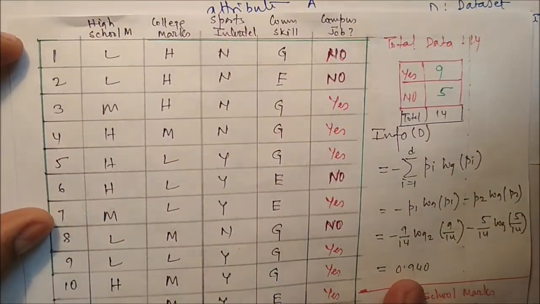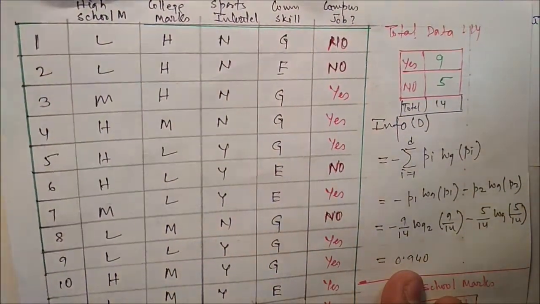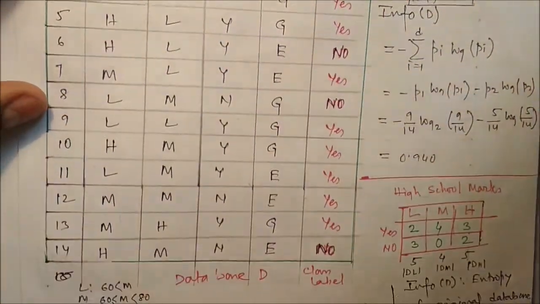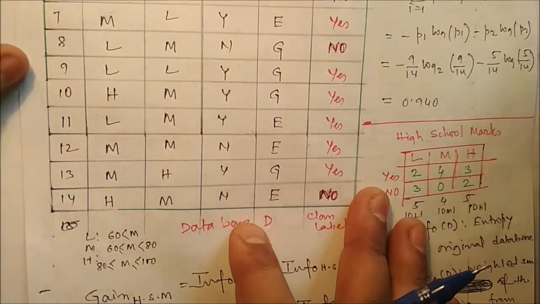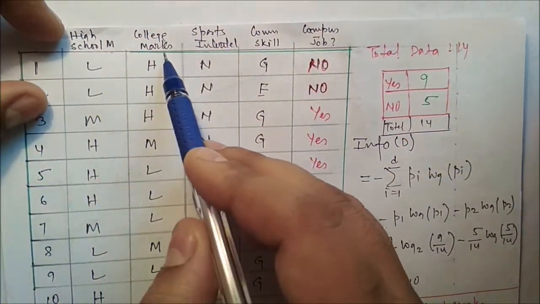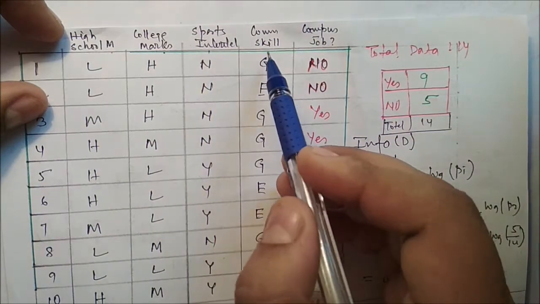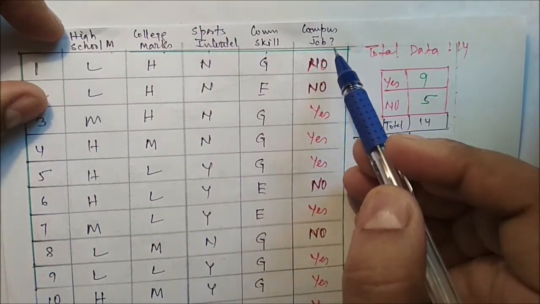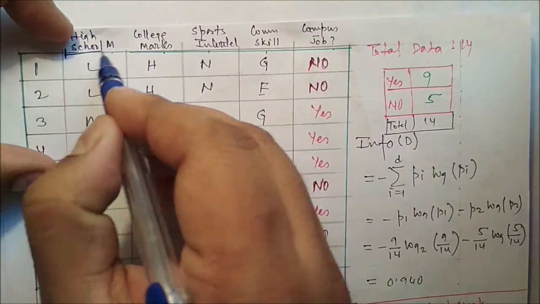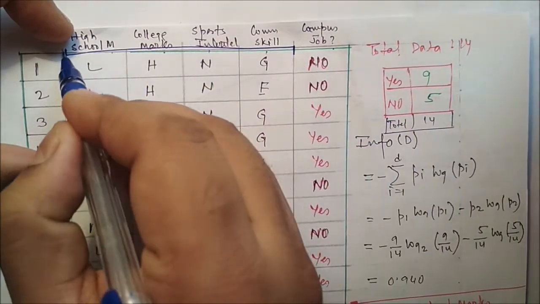Next we will see one simple example to explain the ID3 algorithm. A table is there where only 14 data are there. The attributes are high school marks, college marks, sports interested, communication skill, and the class level is campus job. So these are the input features.